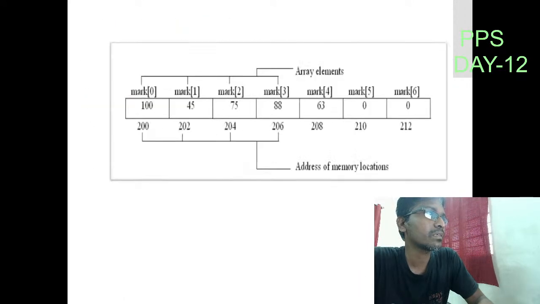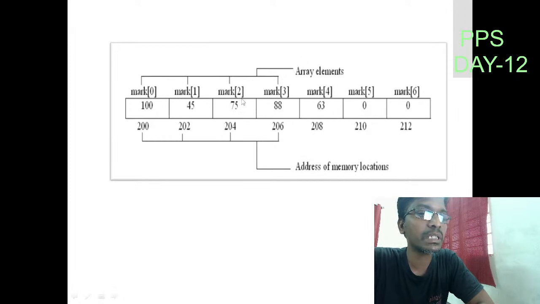For example, I want to display the value 75. Then you need to identify at which index number 75 is present. In this example, 75 is at index number 2. So 75 will be available at index number 2.